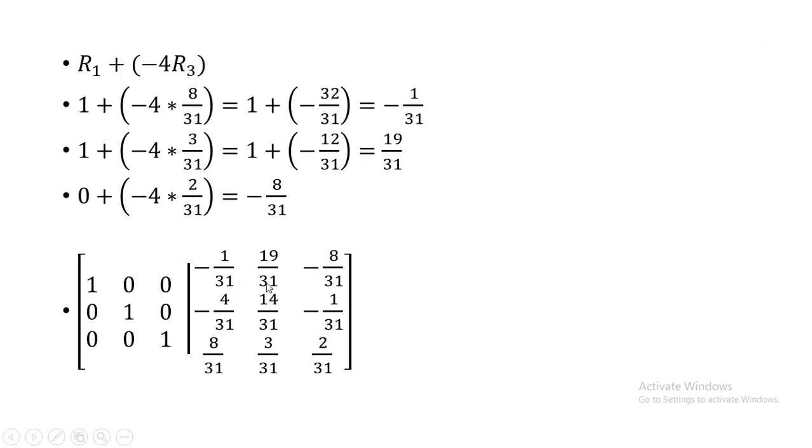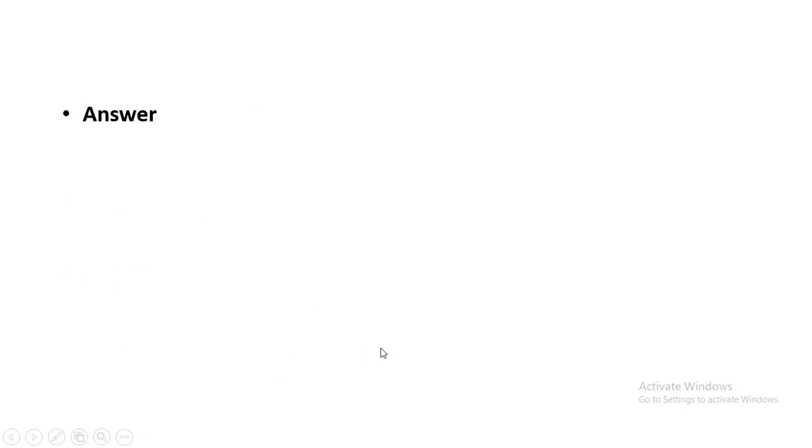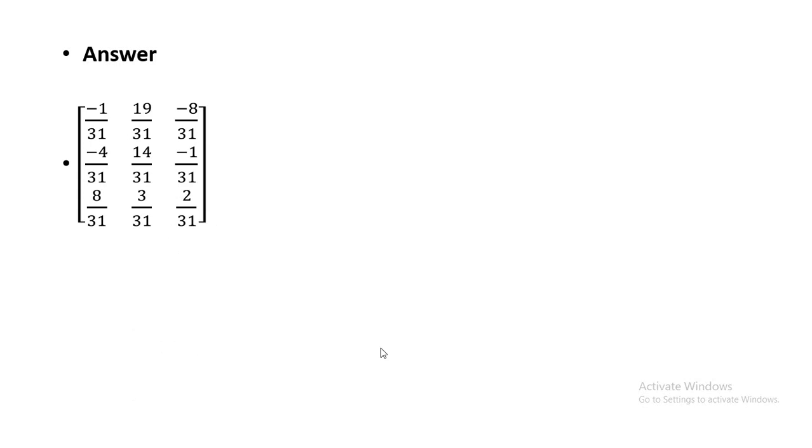1 by 31, 19 by 31, minus 8 by 31, minus 4 by 31, 14 by 31, minus 1 by 31, 8 by 31, 3 by 31 and 2 by 31. Okay, so this is how you get your final answer with the help of Gauss-Jordan elimination.